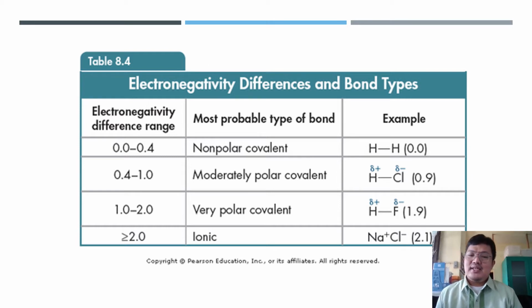And the last type is equal to or more than 2. That is already considered as an ionic bond. One good example is sodium chloride, a combination between sodium and chlorine. Once you get the electronegativity difference between sodium and chlorine, the answer would be 2.1. And that leads us to conclude that the compound is ionic.